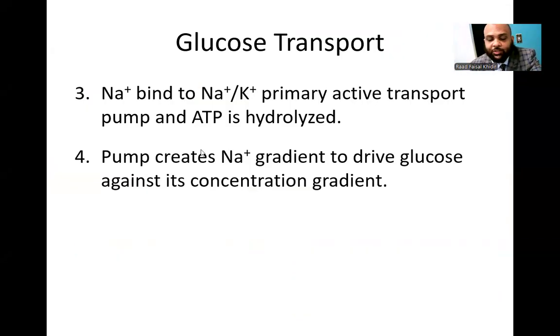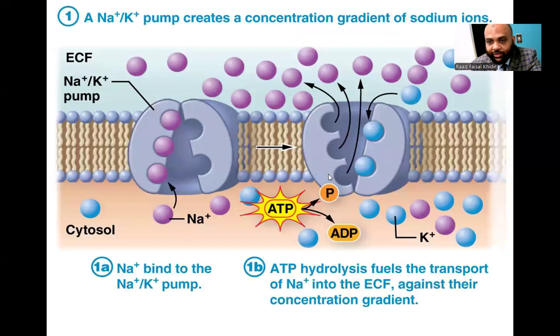For the glucose transport, the sodium binds to the sodium potassium ATPase primary active transport pump, and ATP is hydrolyzed. The pump creates a sodium gradient to drive the glucose against its concentration gradient. You see, this is the sodium potassium ATPase, ensuring that there is a lot of sodium outside so that sodium can move down its concentration gradient and carry glucose with it.